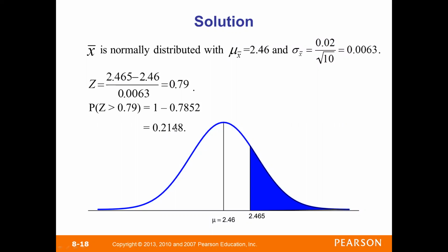So this is the same as what we did in lesson 6. The only new thing is that we had an extra step of determining what the mean and standard deviation of the sampling distribution were.